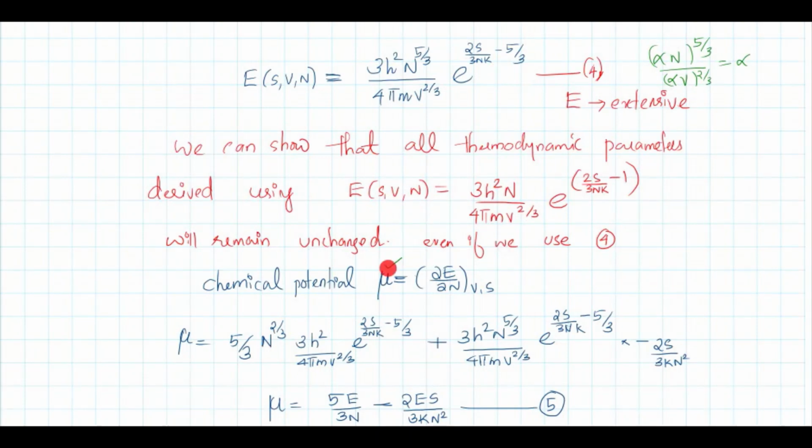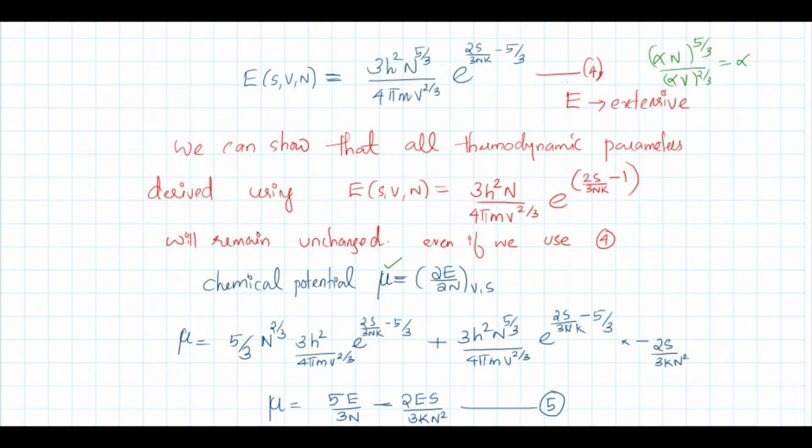Now we can derive a few more thermodynamic parameters. One is chemical potential mu, that is dou E by dou N at constant S and V. For this, we have to use this expression 4. If we use equation 1, you will get a wrong result. So to find the chemical potential you have to use equation 4 itself, because there is a difference in the N dependence. The N dependence is not the same as in equation 1.